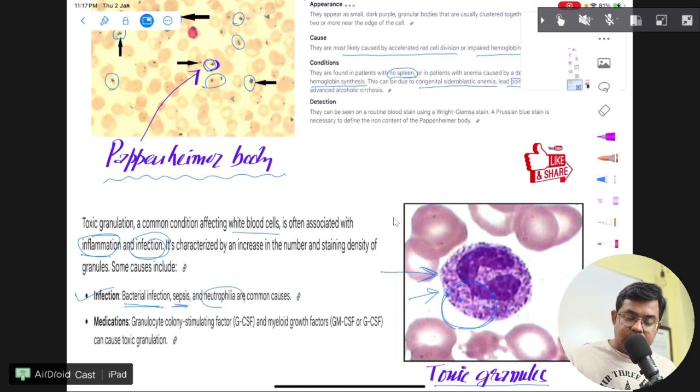It is associated with neutrophilia. That means whenever you detect any toxic granules, you will also be seeing some neutrophilia. That means an increased number of neutrophils.